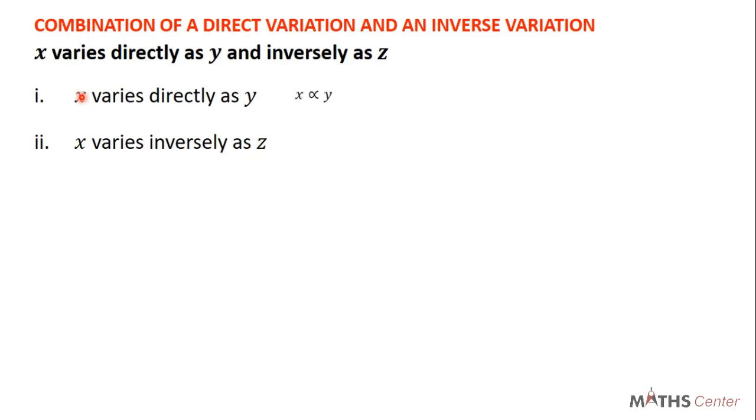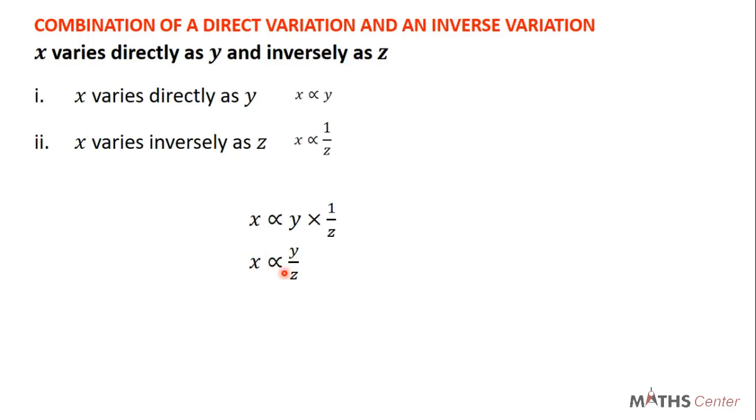We learned that if x varies directly as y, it's written as x is proportional to y. If x varies inversely as z, it's written as x is proportional to 1 divided by z. So if we are combining these two, we are going to have x is proportional to y times 1 divided by z. Since we have x here, you write only one of them. You write one of the proportionality signs, then you combine these two. So we have y times 1 divided by z, and this will give us x is proportional to y divided by z.